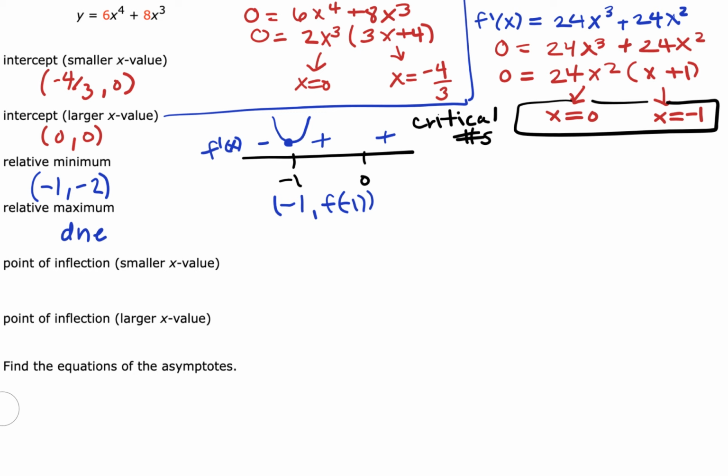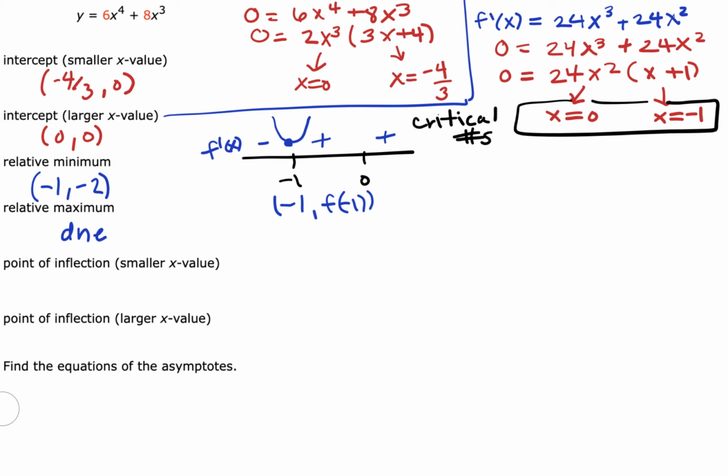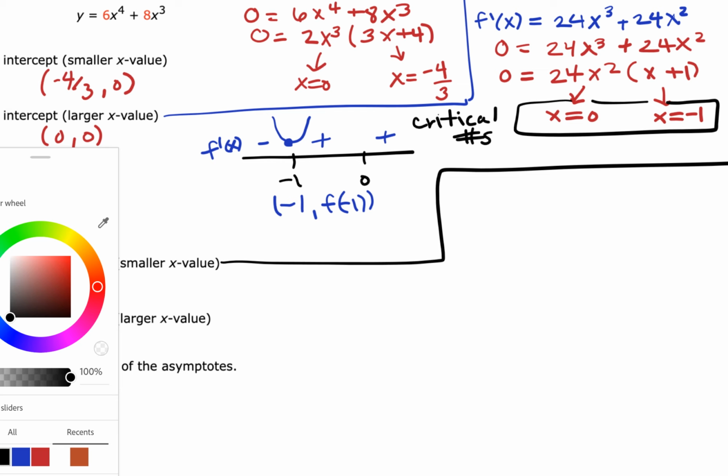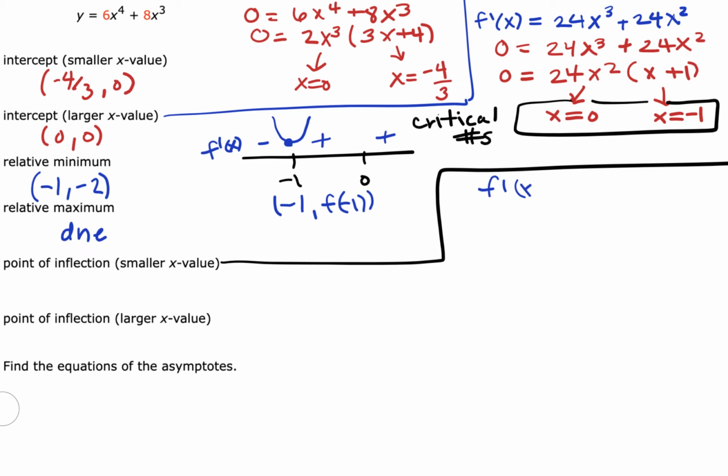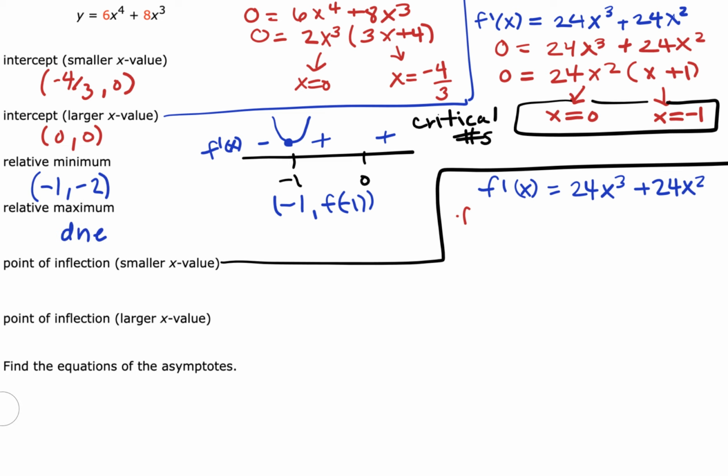Now, points of inflection. Okay, let's choose a different color here. We need to find our second derivative in order to find our points of inflection. So let's rewrite our first derivative. It was up here in blue, just so we know where we are getting this from. So we had f prime equals 24x cubed plus 24x squared. We want to take our second derivative. I'm going to use red here. So the second derivative is going to be 3 times 24 is 72 x squared plus 48x.